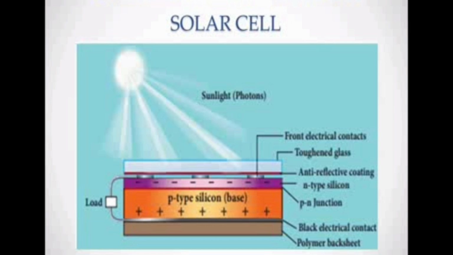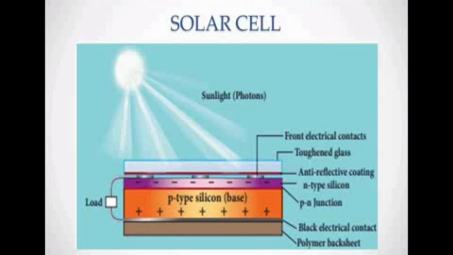Next thing, the third one, is the solar cell. A solar cell is also known as a photovoltaic cell. It converts light energy into electrical energy. That electrical potential difference is produced through the photovoltaic effect, and that's why it's called a photovoltaic cell. So the same thing here.